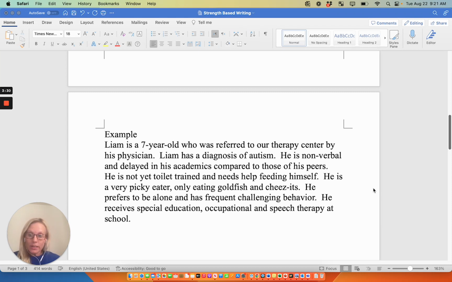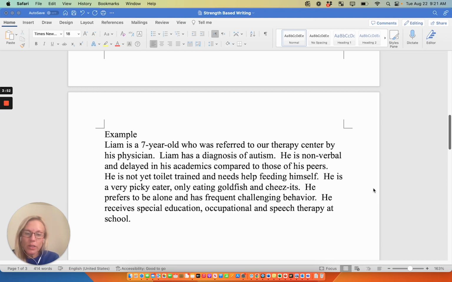I wrote it as though Liam was referred to our therapy center. Liam is a 7-year-old who was referred to our therapy center by his physician. He has a diagnosis of autism. He's nonverbal and delayed in his academics compared to those of his peers. He is not yet toilet trained and needs help feeding himself. He's a very picky eater, only eating Goldfish and Cheez-Its. He prefers to be alone and has frequent challenging behavior.